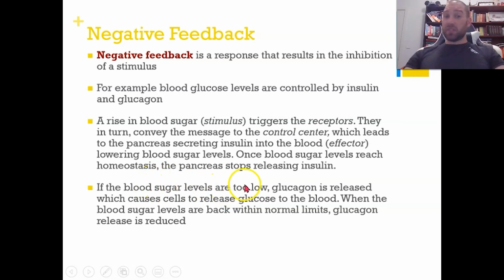If the blood sugar levels are too low, glucagon is released, and that causes cells to release glucose into the blood. So now we've got not enough sugar, so we've got a system that's going to increase our blood sugar level. When the blood sugar levels are back within the happy limits, then glucagon release is reduced. We don't want to just keep on releasing sugar into the blood, because that could be quite bad. We can get back to having too much sugar again. So we've got systems that are balancing out our blood sugar level, and they rely on that negative feedback.